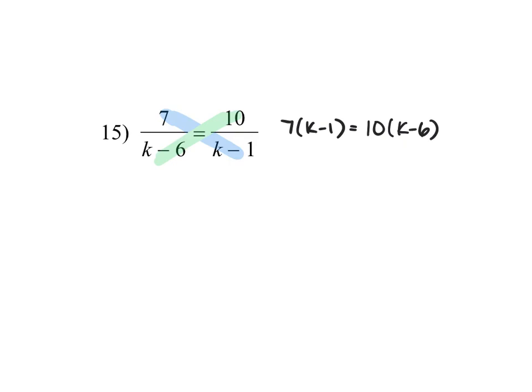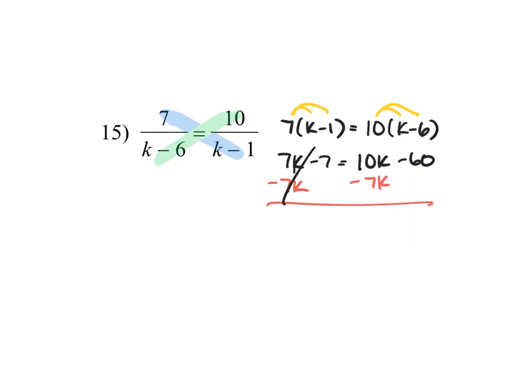This is another one where expressions are on both sides. So you've got to distribute, okay? Now, left-hand side, 7 times k is 7k. 7 times negative 1 is negative 7. 10 times k is 10k. 10 times negative 6 is negative 60. All right, then it's all about combining. So what I see is I want to move my 7k so that my k can stay positive. Negative 7 is equal to 3k minus 60.